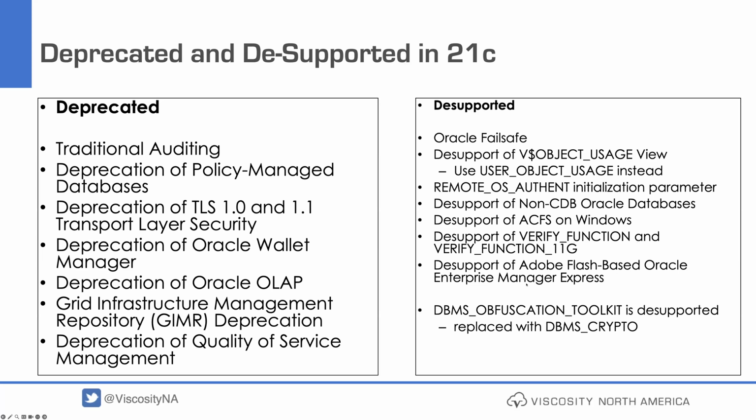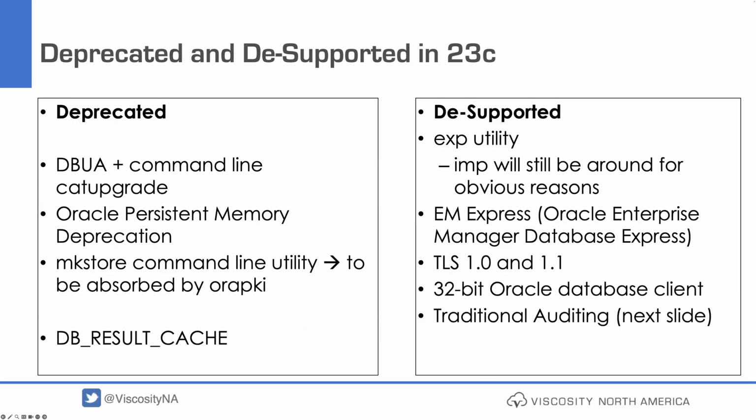A lot of people suffered from the Adobe Flash on OEM. They had to upgrade that. And obviously the DBMS_OBFUSCATION_TOOLKIT is desupported and replaced with DBMS_CRYPTO. In 23c, DBUA, like I mentioned before, plus the command line catupgrade, is deprecated. Oracle PMM is deprecated as well. The mkstore command line utility is now orapki. DB result cache is desupported. Export utility is desupported. Obviously, import will continue to be around for obvious reasons. Enterprise Manager Express is now desupported.